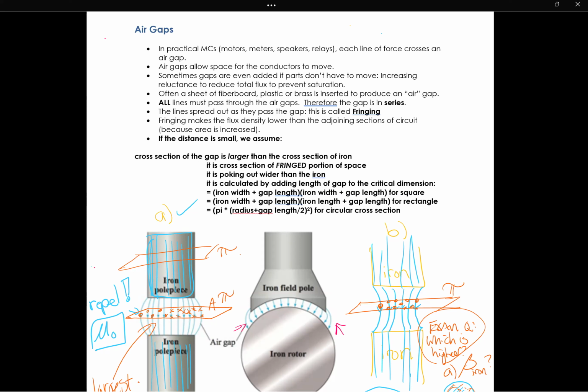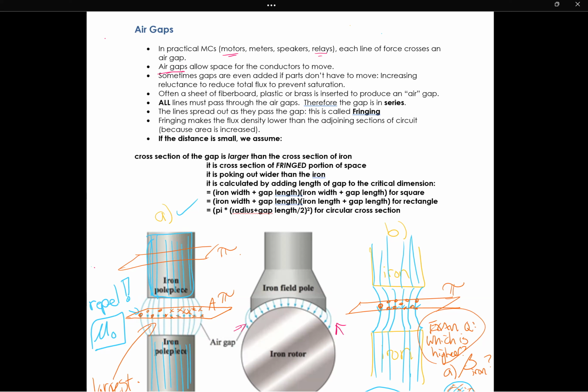So it's in motors, meters, speakers, relays, etc. We're actually using magnetism to make mechanical objects that have mass move, which is incredible if you think about it. So these air gaps are what allow the space to move. Sometimes we even increase the reluctance by putting in an air gap in order to prevent saturation. So let me show you what that means.